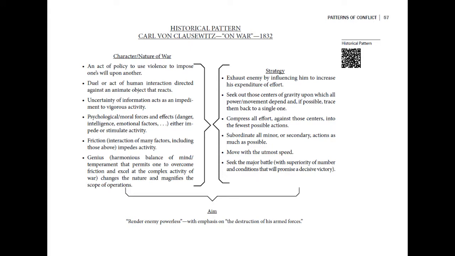What are we talking about? And seek out the major battle. Decisive victory. His aim is quite simple: destroy the enemy's powers. Emphasis on destruction of armed forces. Not only the armed forces, but that was his emphasis. He also talked about capturing the city and taking the province or something like that. Also try to destroy your enemies. But he says the destruction of armed forces precedes and dominates the others. Okay? Let's critique Clausewitz.